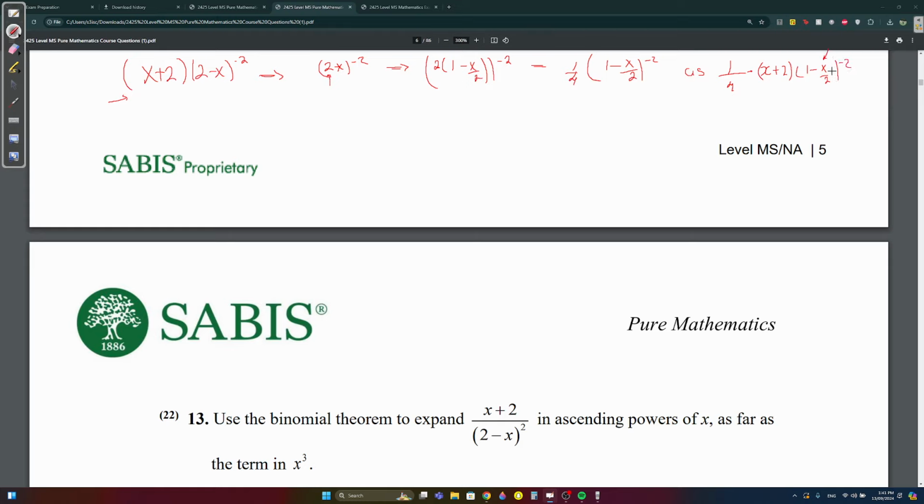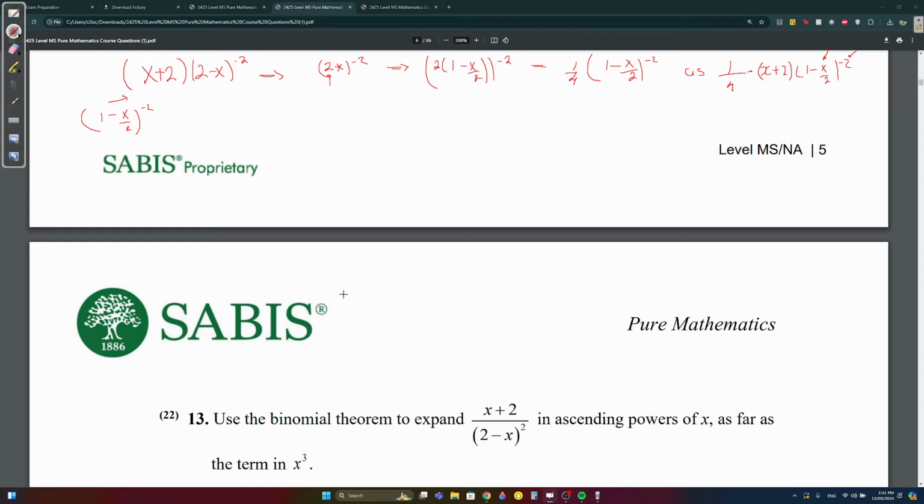Can we expand now? Yes, we can. We have 1 as our first number. Why I took it out is because you need the first number to be 1, or else you are not allowed to expand. Your first number has to be 1, only when you have a negative power or a fraction as your power. So let's expand 1 minus x over 2 to the power of negative 2.